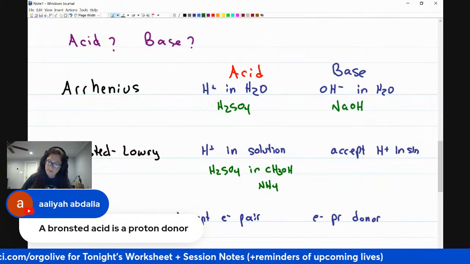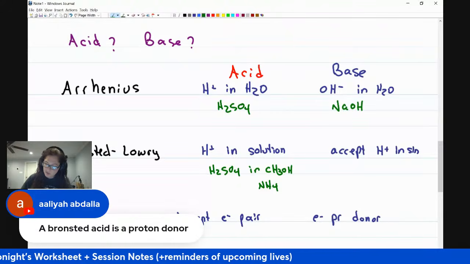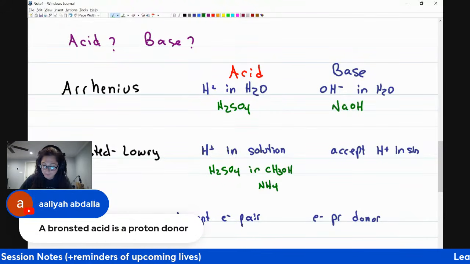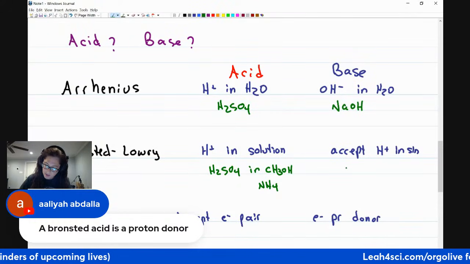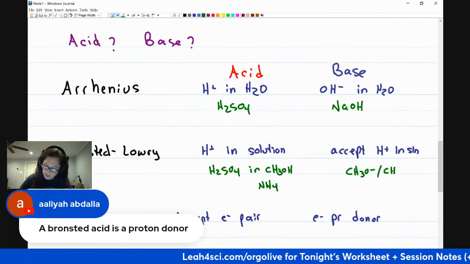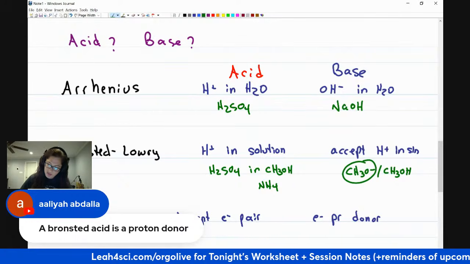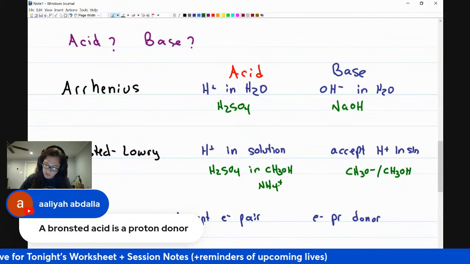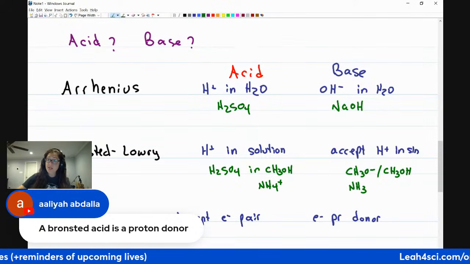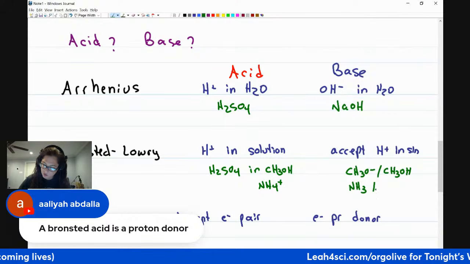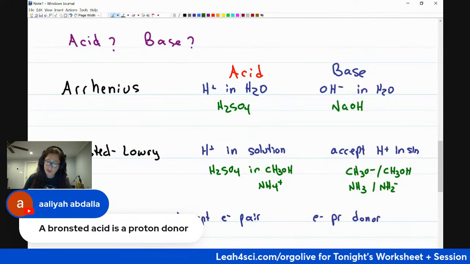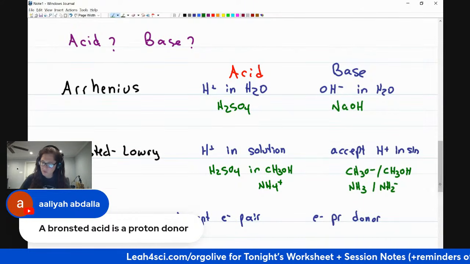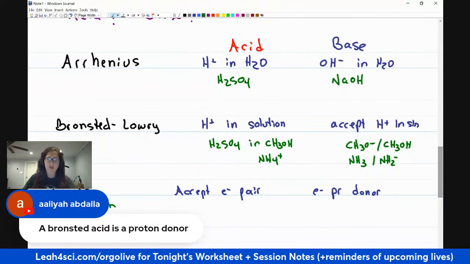And the base, well, what can accept an H plus in solution? Well, that alcohol can probably still accept it. If we have, say, the CH3O minus, CH3OH, that would be the base in solution in the alcohol solution. In the case of ammonium, NH4 would be positive. I can have an NH3, ammonia, which would accept an H plus in solution, or even one more, NH2 minus. Now, these should be review from what you've already covered in general chemistry, so I'm kind of flying through it.